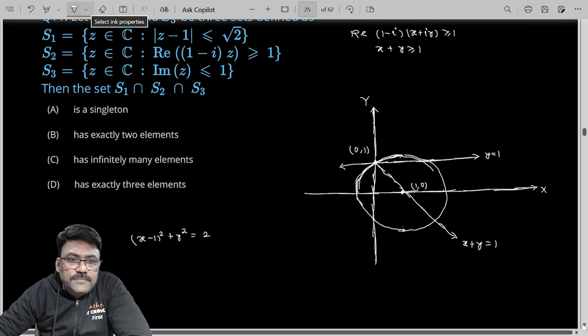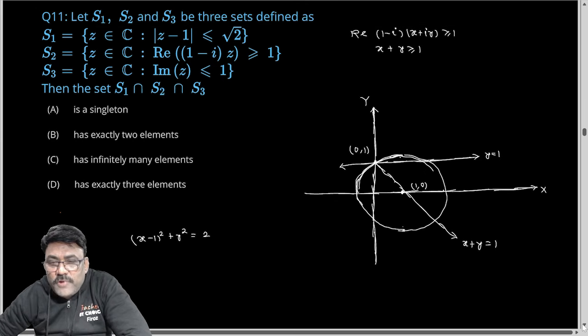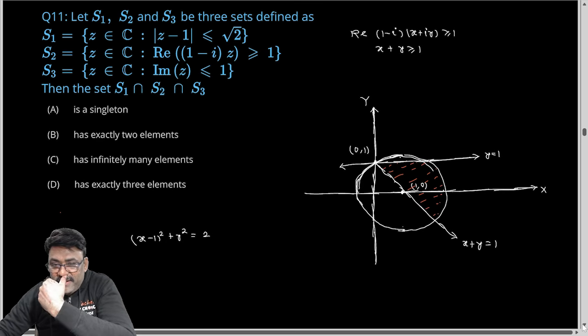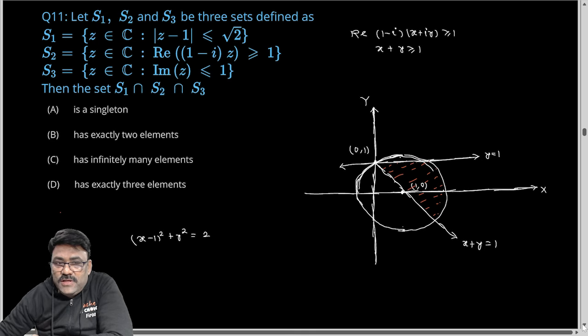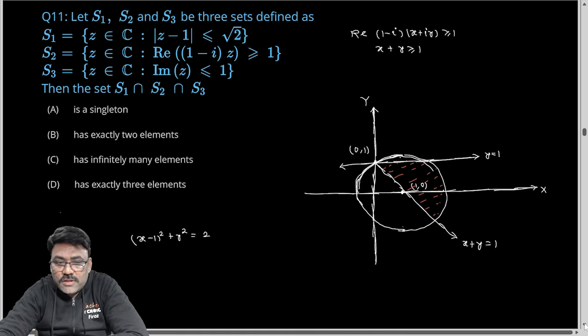Now which region are you taking? S1 intersection S2 intersection S3. Means the points inside the circle, below the line y is equal to 1, and on the upper side of the line x plus y is equal to 1. x plus y is greater than or equal to 1. So this is S1 intersection S2 intersection S3, this region. And obviously in this region there will be infinitely many complex numbers. So hence infinitely many solutions. Means option C is the correct option here.